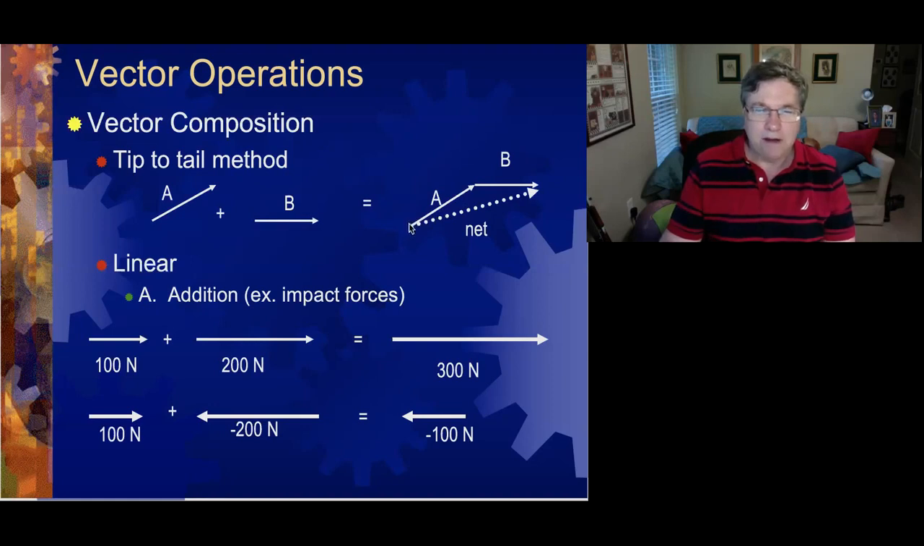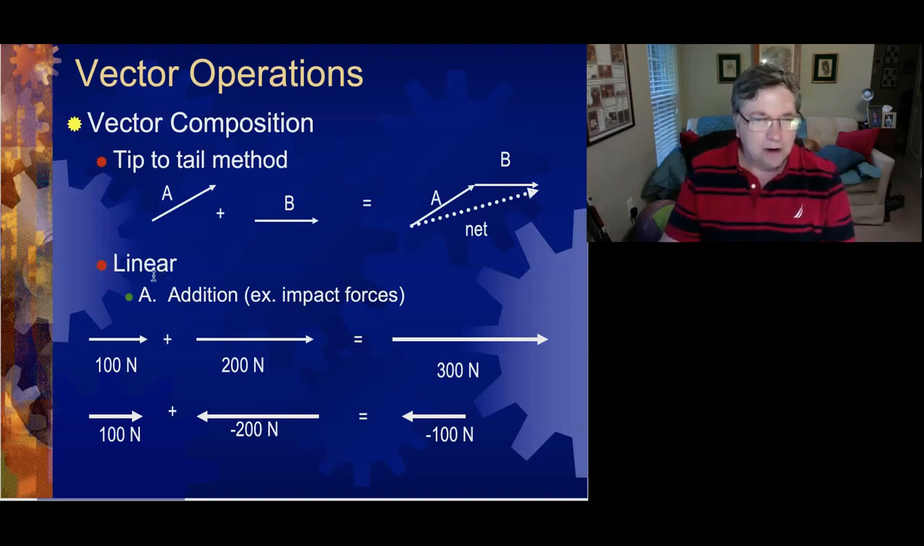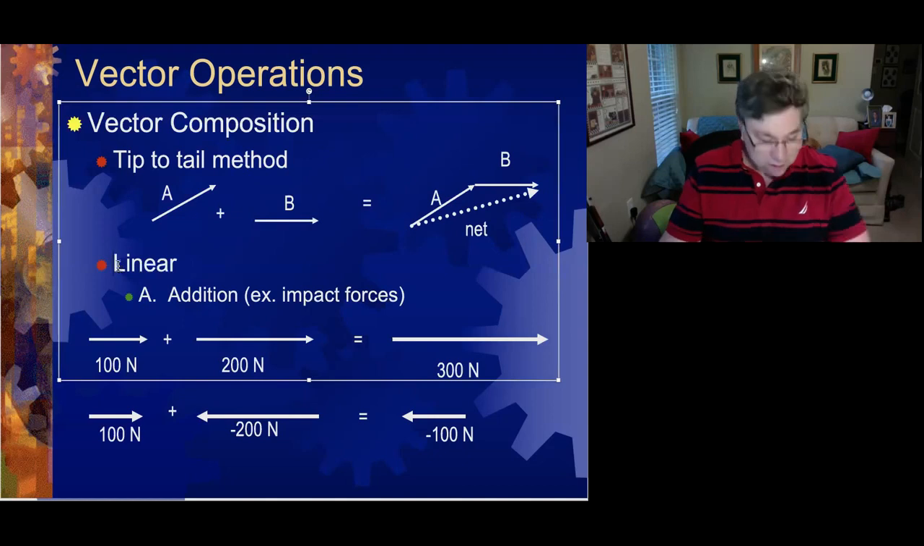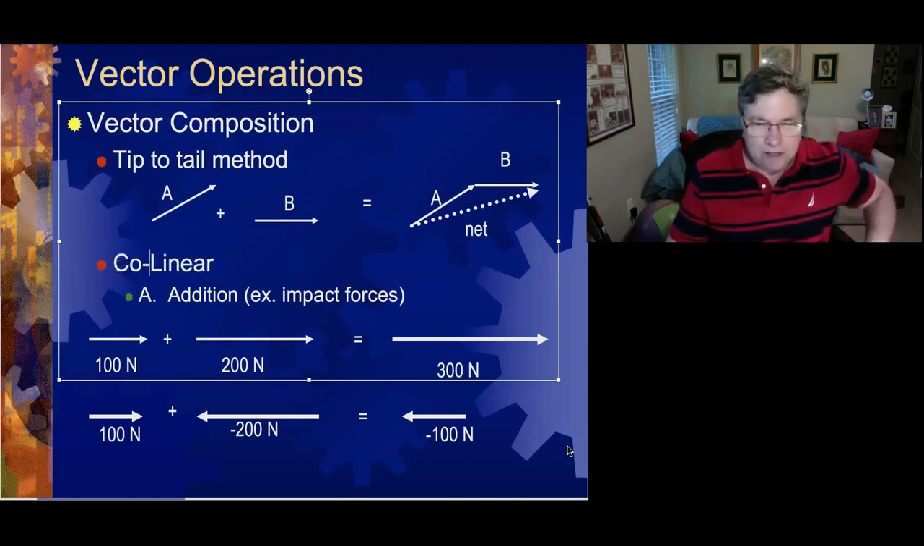Then the net vector goes from the beginning of the first vector to the end of the second vector. If there are three vectors, it gets a little bit more complicated. I'll show you a shortcut way of dealing with three or more vectors in vector composition a little bit later on.